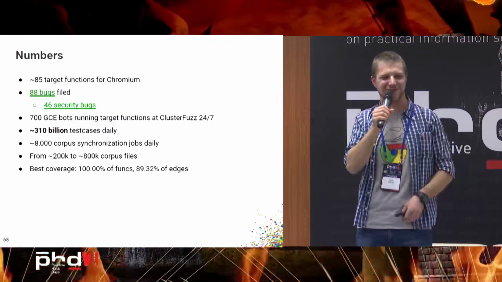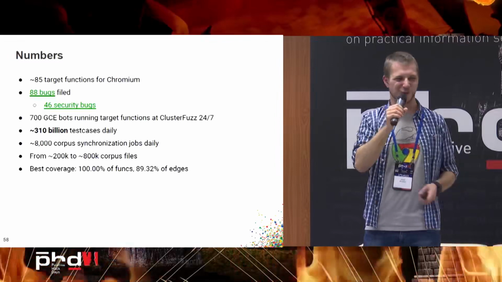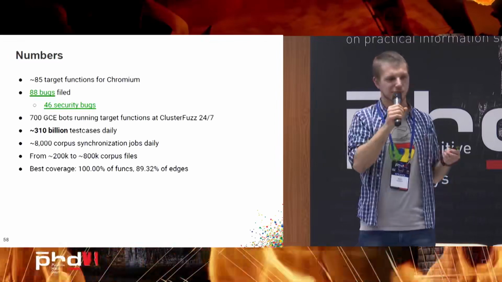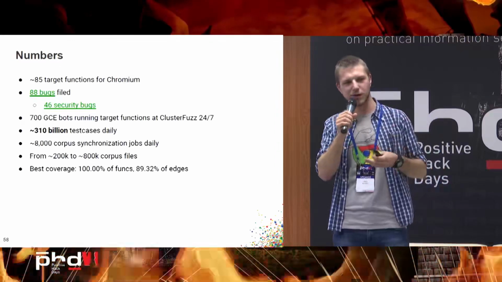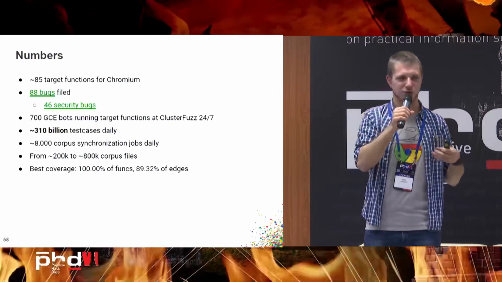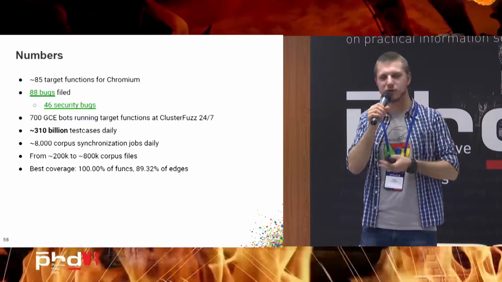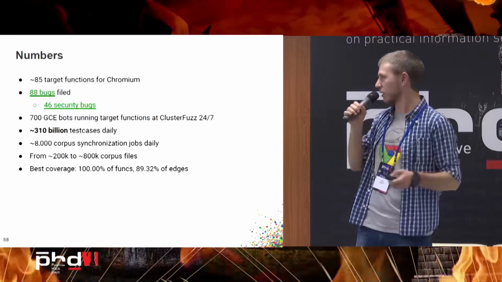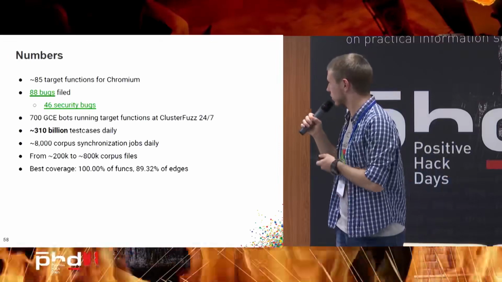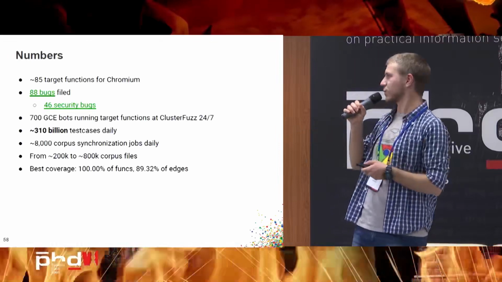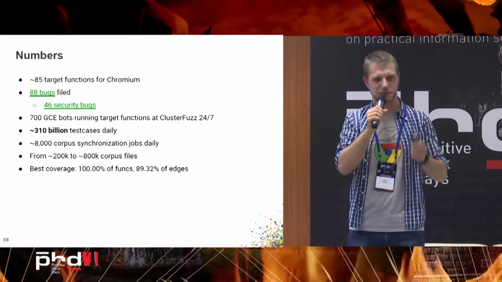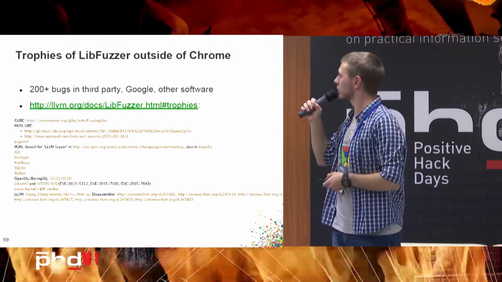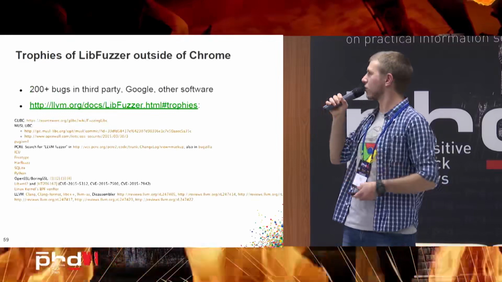But then, given the space we need to search, it's still very little. Corpus synchronization, we do 8,000 of these per day. And we also try to minimize the corpus, because quite often fuzzers generate the same thing as they work, so we need to do deduplication. And for a single target, we have pretty good coverage. It's 100% of functions and 89% of the smallest blocks of code.